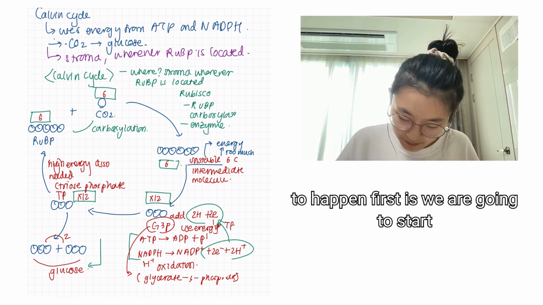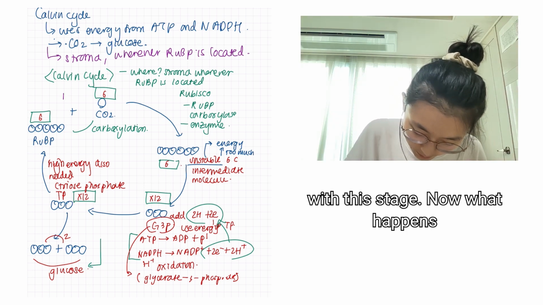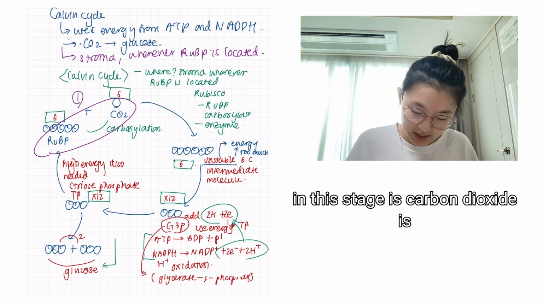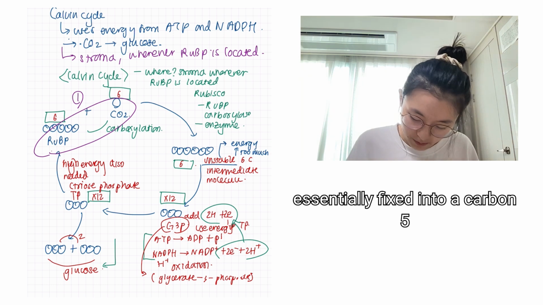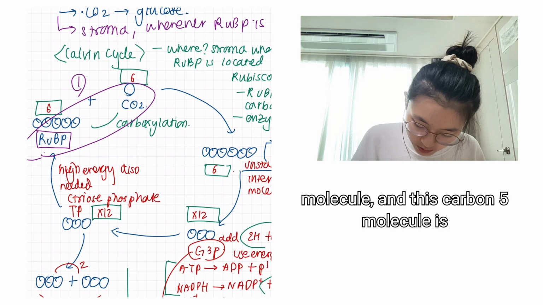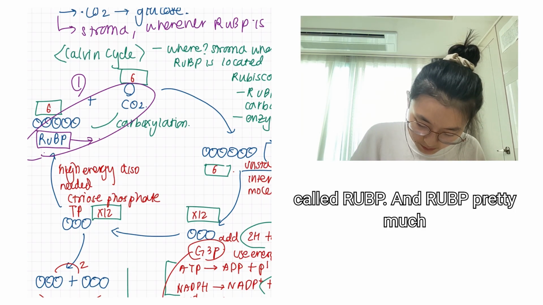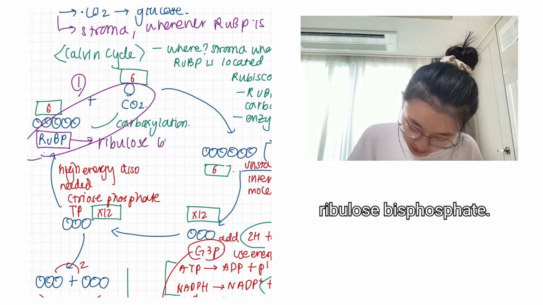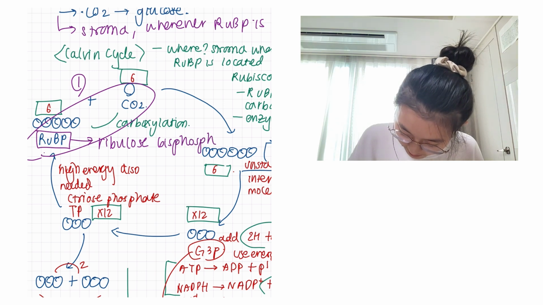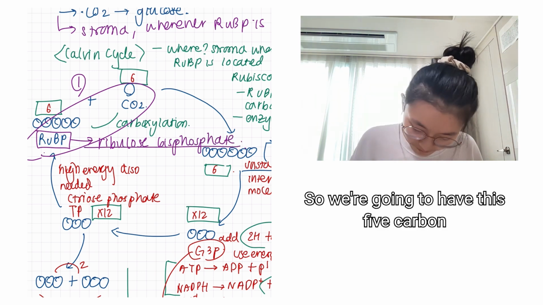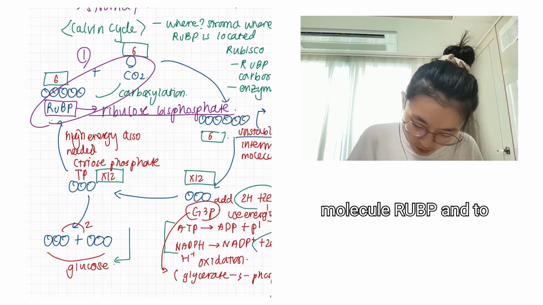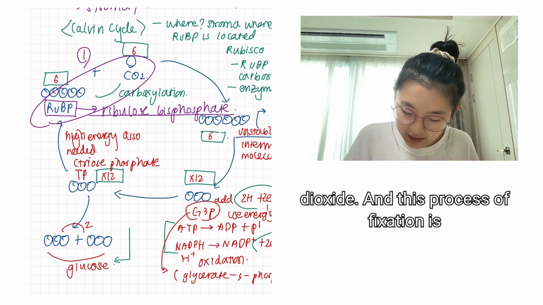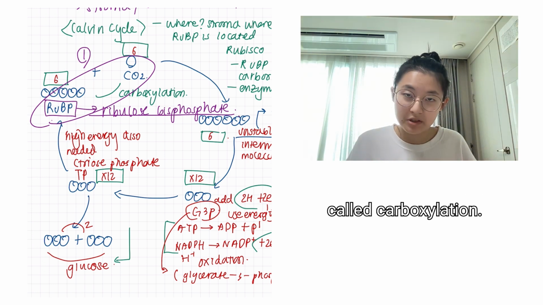Okay, so what's going to happen first is we are going to start with this stage. In this stage, carbon dioxide is essentially fixed into a carbon-5 molecule, and this carbon-5 molecule is called RuBP. RuBP stands for ribulose bisphosphate. So we're going to have this 5-carbon molecule, RuBP, and to it we're going to fix carbon dioxide. And this process of fixation is called carboxylation.